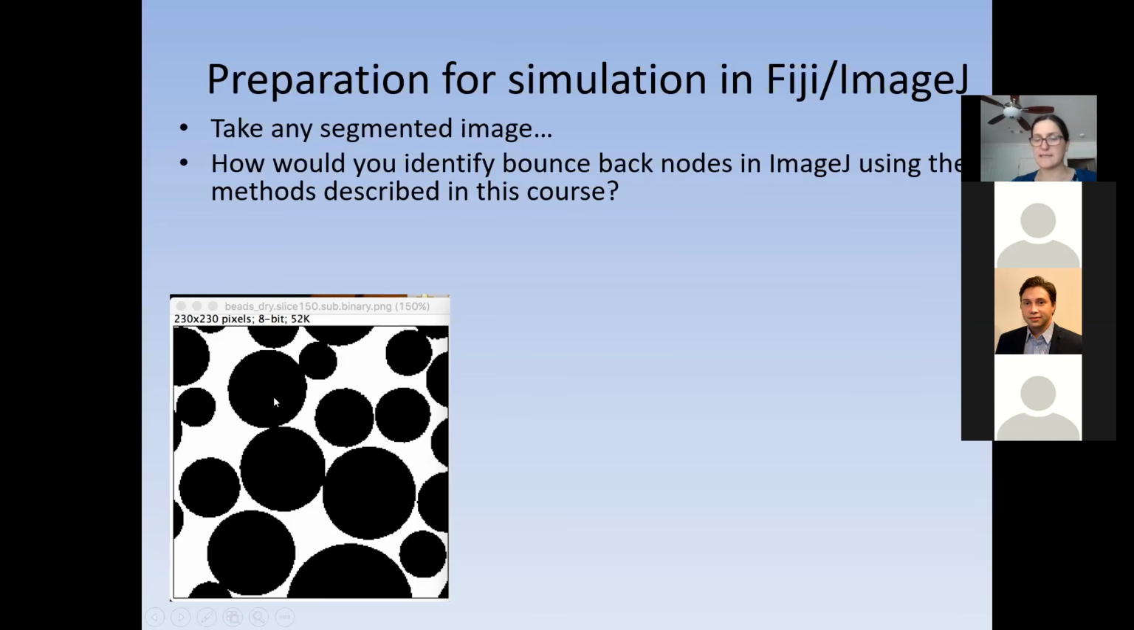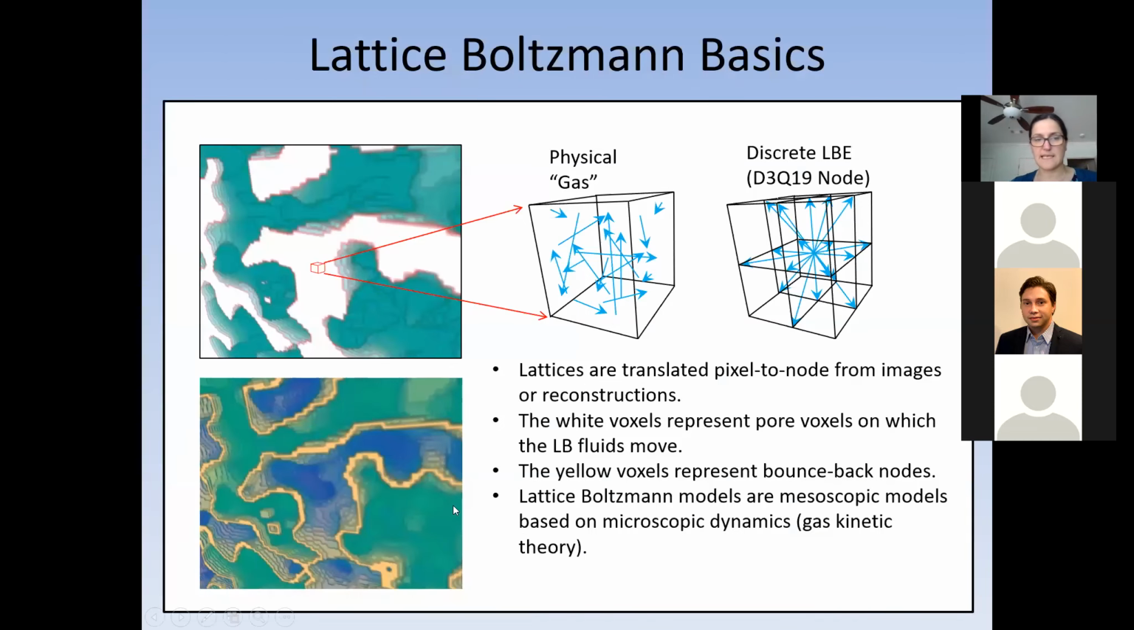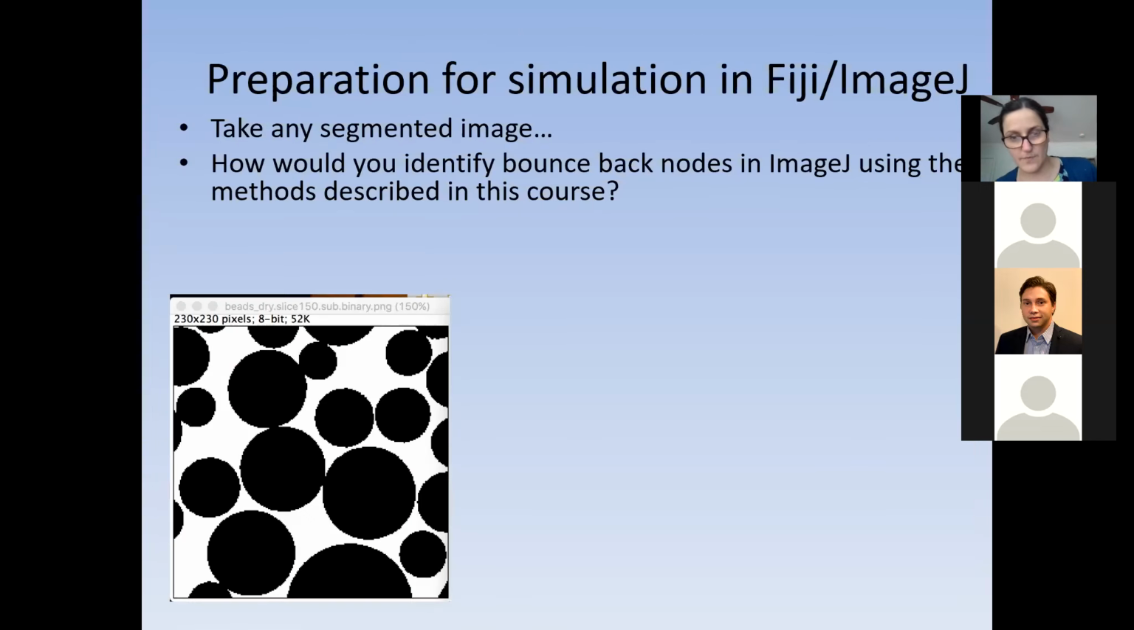Now, how would you identify this yellow layer of what we call bounce back nodes? Those are the ones where I'm going to apply the boundary condition. What would you do in ImageJ? You know by now everything you need to know. So I need somehow to create a procedure that will tell me, okay, this is where my bounce back or boundary nodes are.